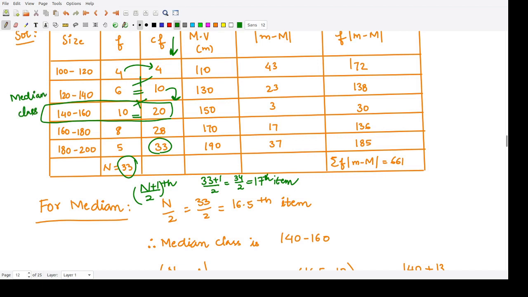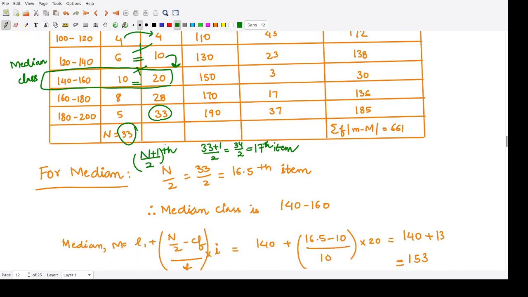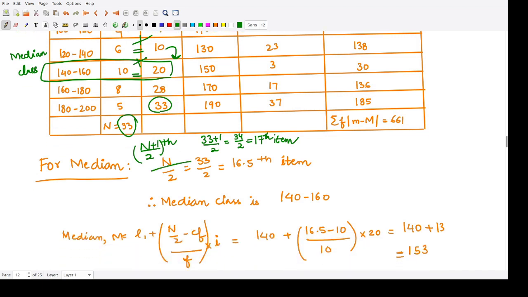So for this median class, what is the formula to calculate median? The formula to calculate median here is L1 plus n by 2 minus CF divided by F into I. Here it should be n plus 1 by 2 because our term here is odd, right? So n plus 1 by 2 minus CF divided by F.